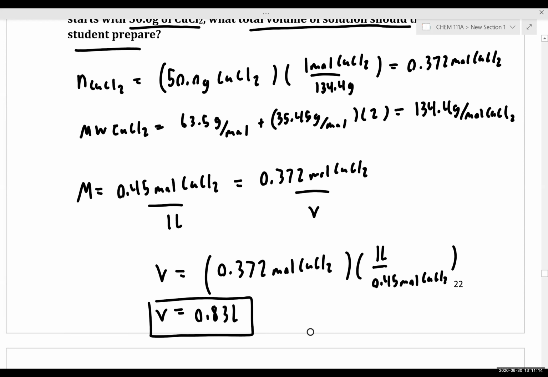Always make sure you're careful with the molar mass calculation and that you're writing out the correct formula for the compound name. Does this example make sense to everyone so far? Any questions?